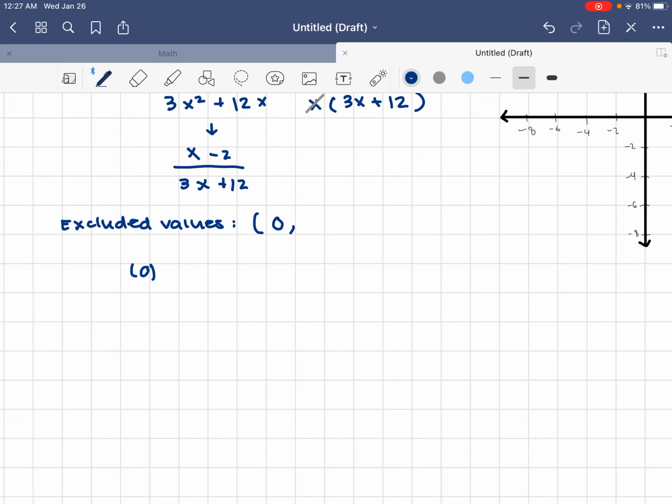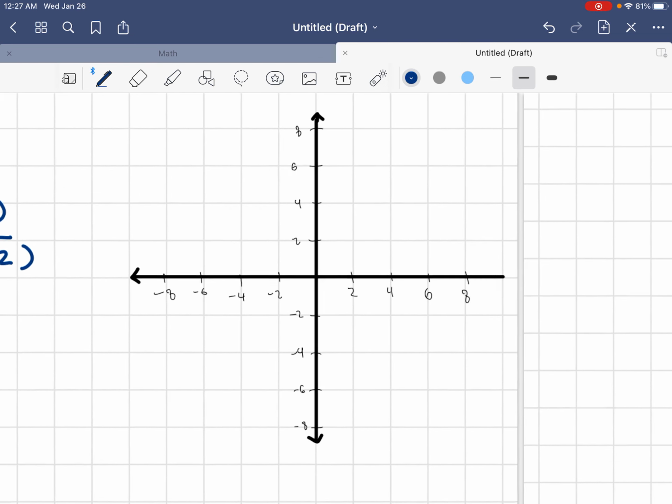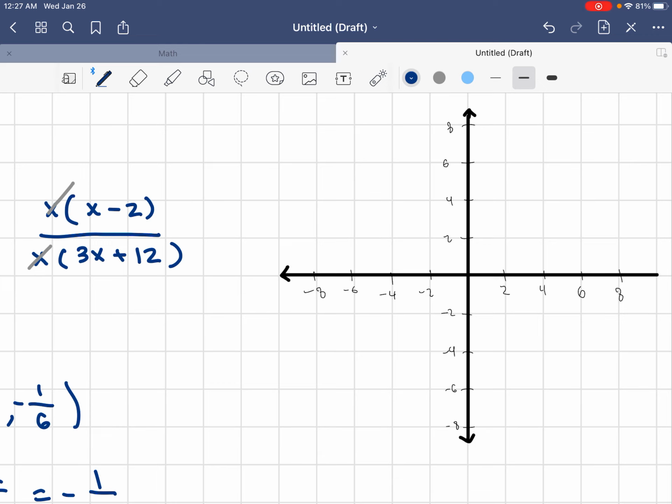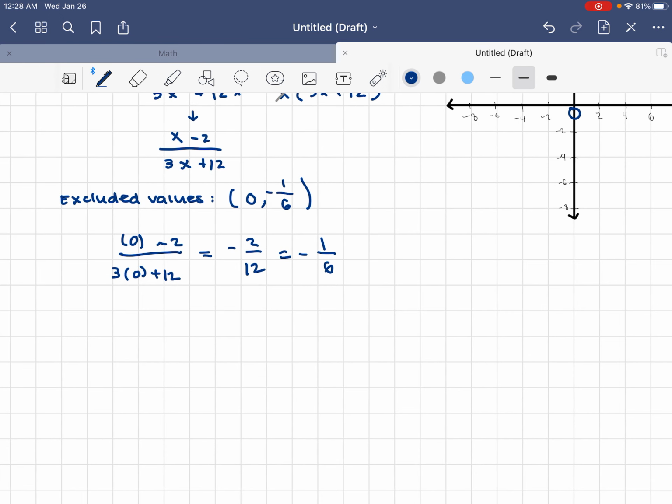So replacing x with 0, and that gives us negative 2 over 12, which is negative 1 over 6. So that means the y coordinate of our excluded value pair is negative 1 over 6. So what I'm going to do is go to our graph and let's find 0, negative 1 over 6. So that's here, kind of. Yeah, we're going to exaggerate the hole so we can see it better.